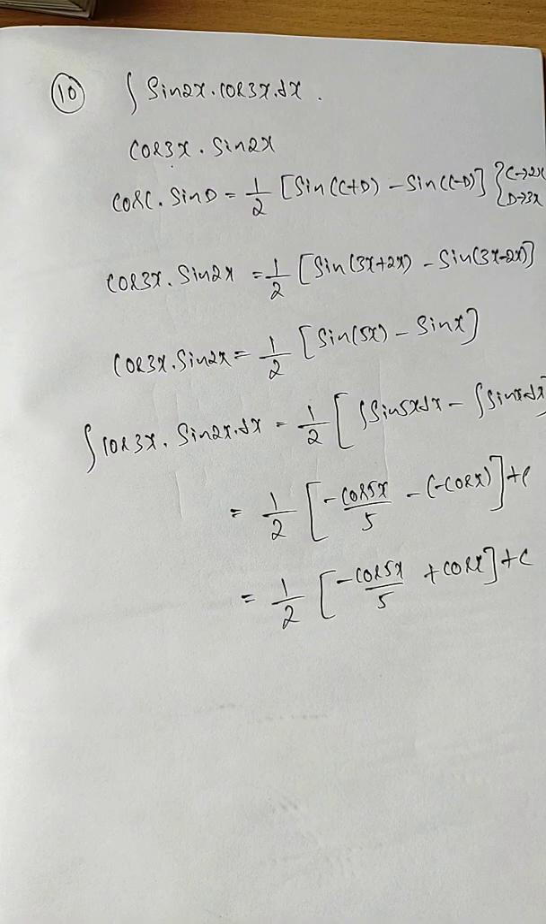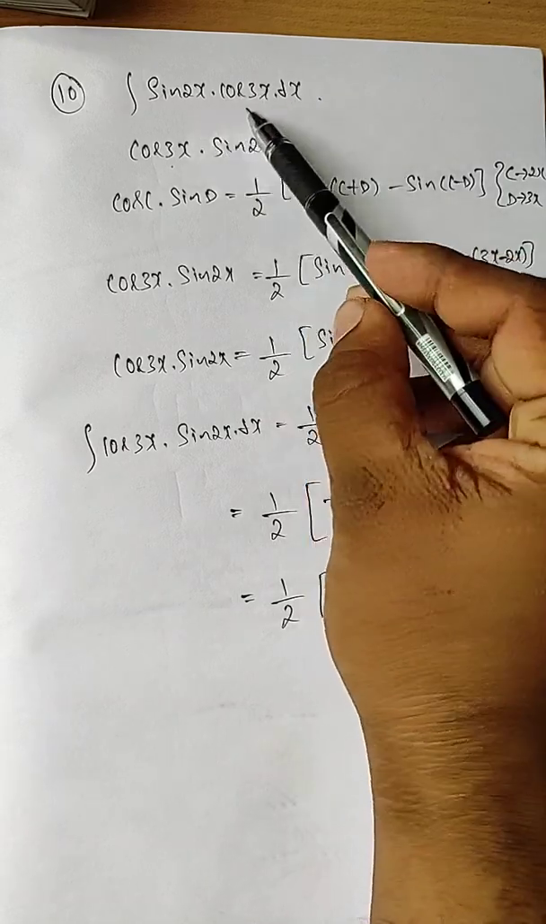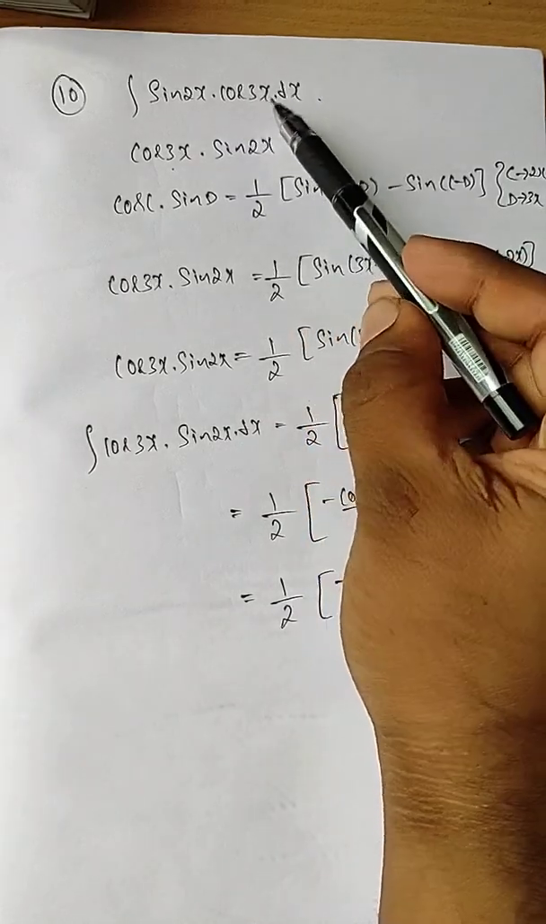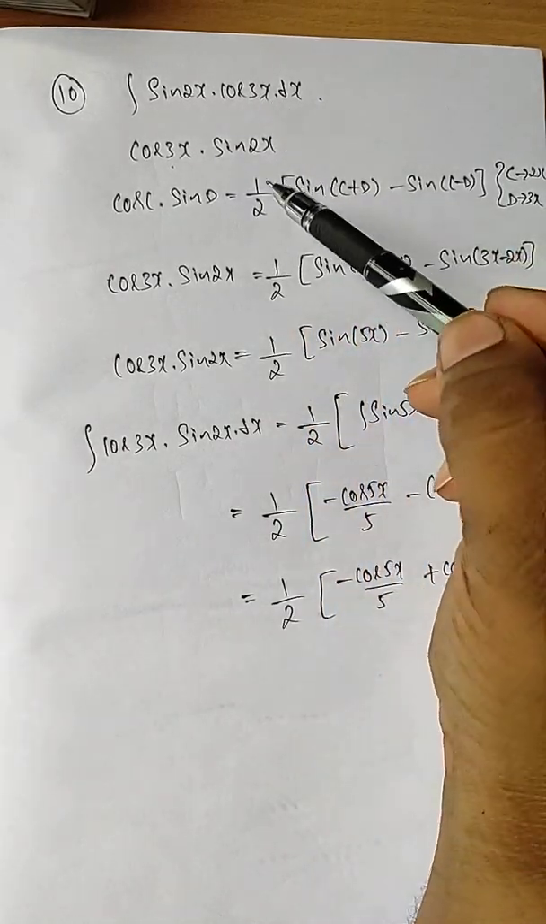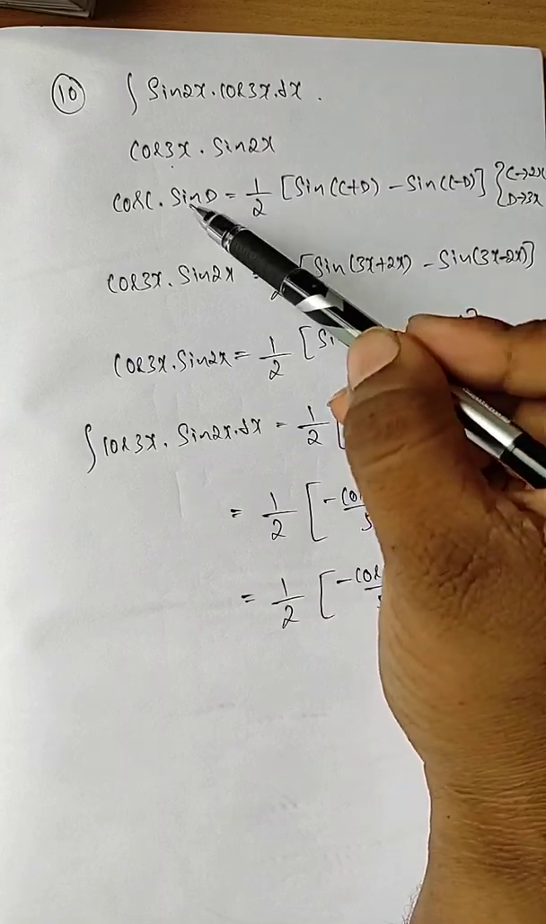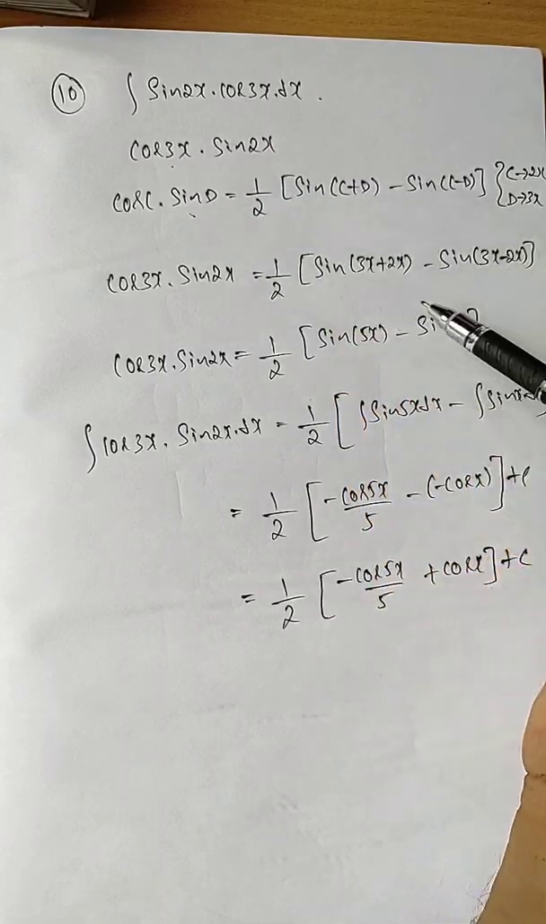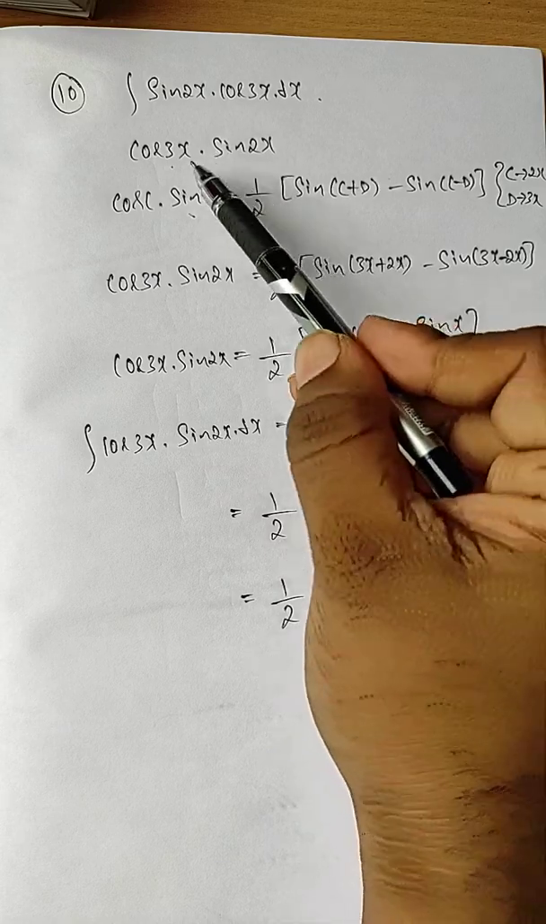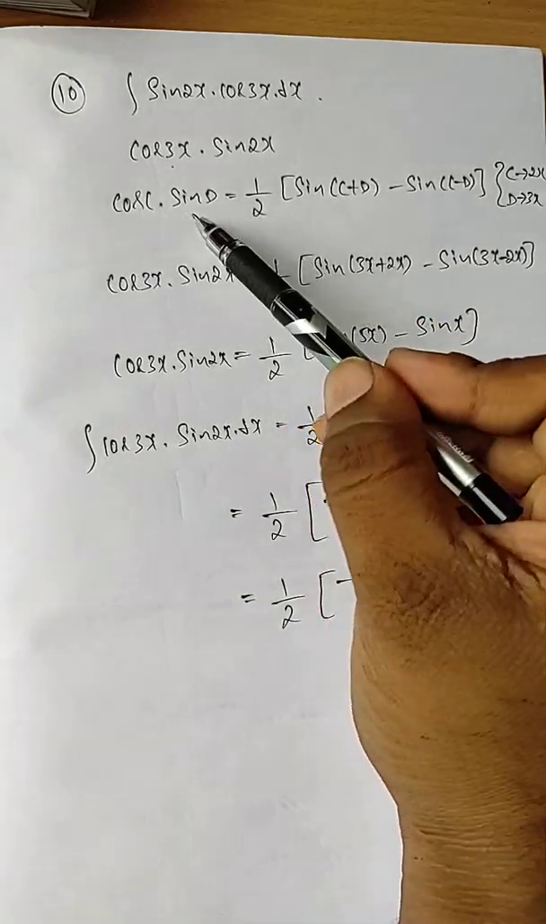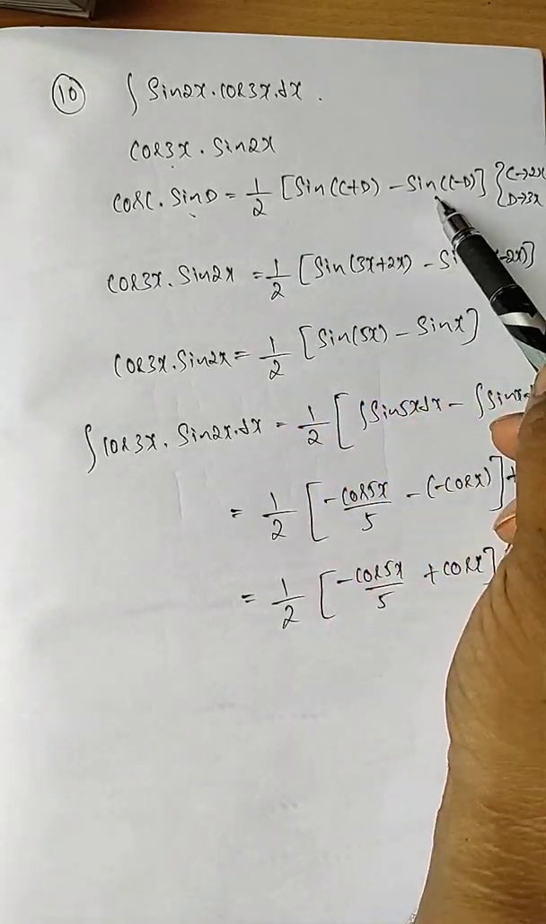Is it clear? Once again I am repeating, just listen here. The given question is in the form of product form. When the given question is in product form, you want to make use of the transformation formula. By using the transformation formula, we convert the product to sum or difference. So we converted to a sum or difference by using the formula cos c into sin d is equal to 1 by 2 sin c plus d minus sin c minus d.